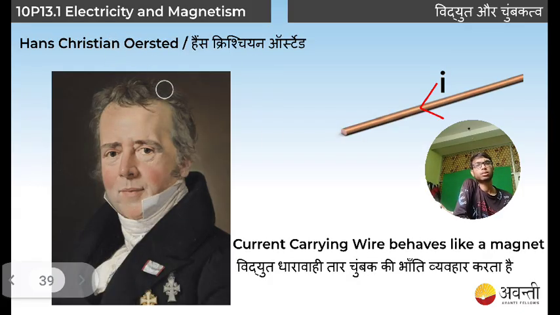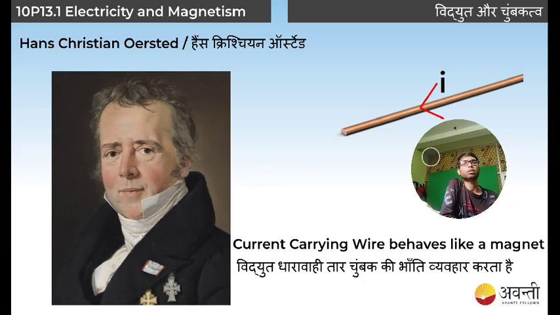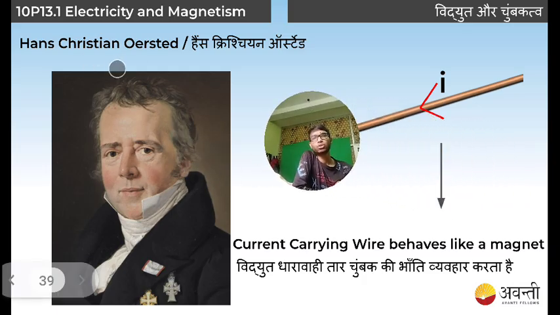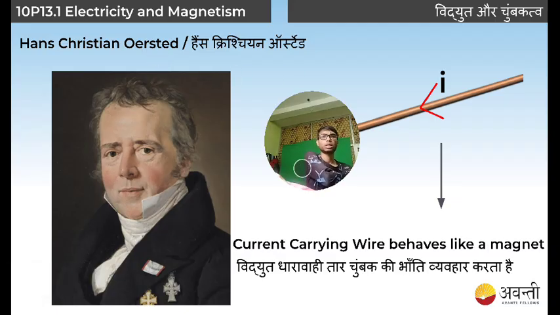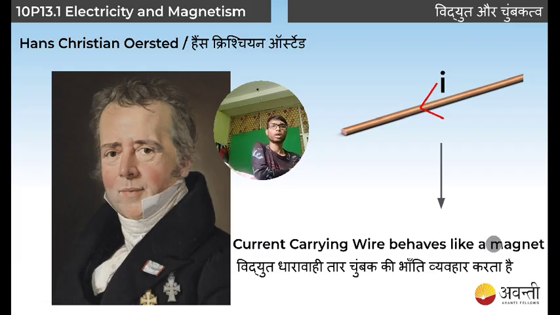The name of this person is Hans Christian Orsted. Current carrying wire behaves like a magnet. What I am saying is, when a wire carries current, then it will behave like a magnet.